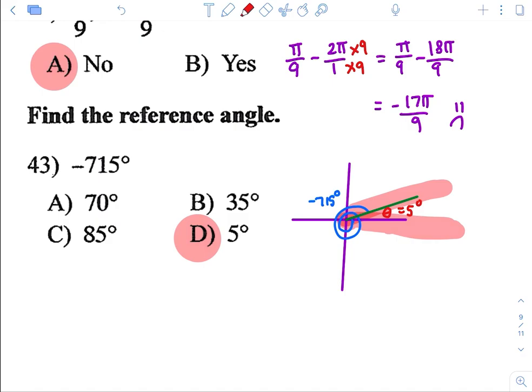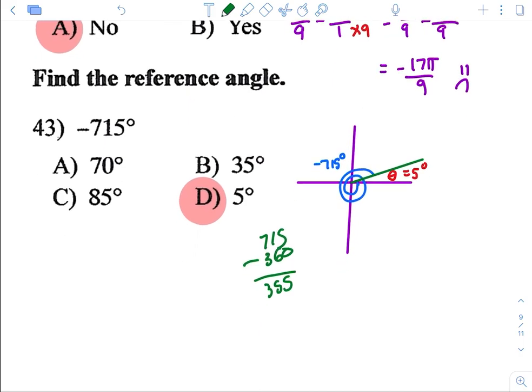Now I'm trying to figure out how many degrees that is. We went a whole rotation, which is 360, so 715 minus 360 is 355. But a whole circle is 360, so if we did 360 minus 355, we would get 5, which is the reference angle.